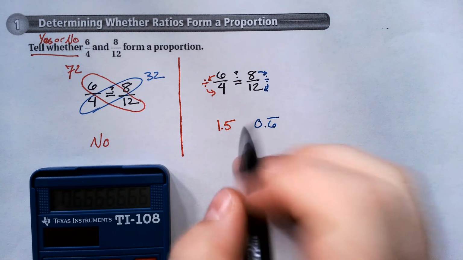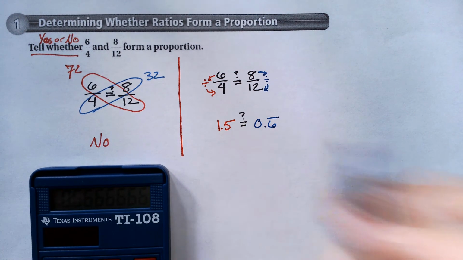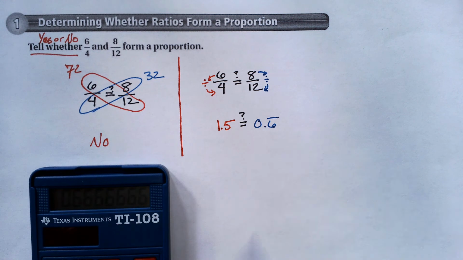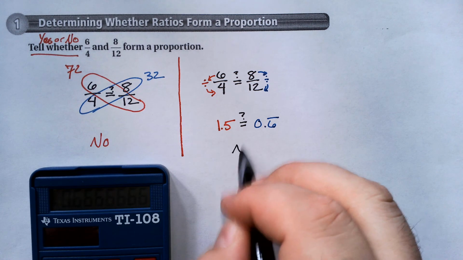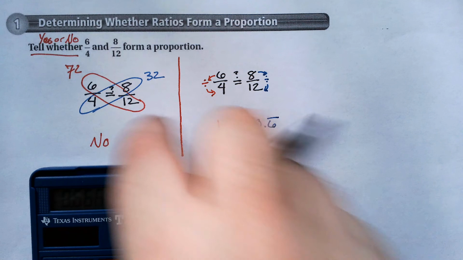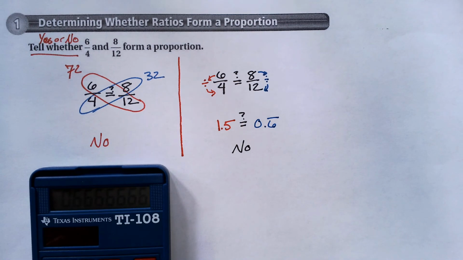Well, the question was, are they equal to each other? The answer is no, and therefore my answer again is no. These are two different ways that you can answer the question yes or no. Do two ratios form a proportion?